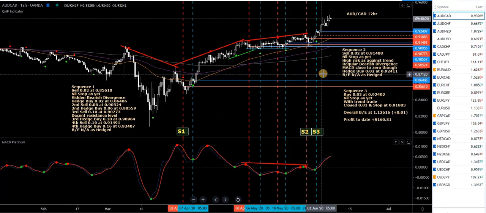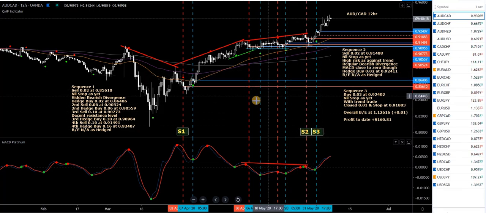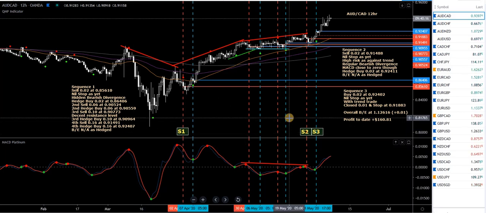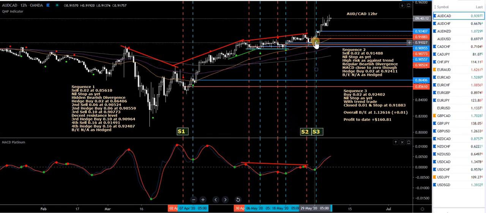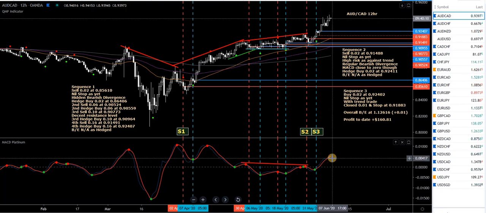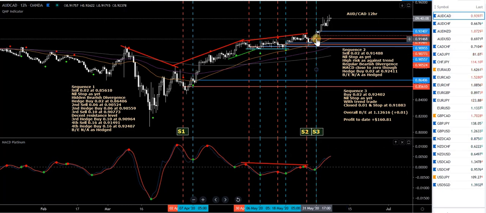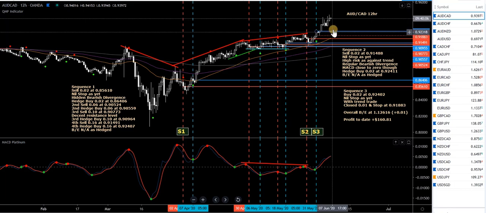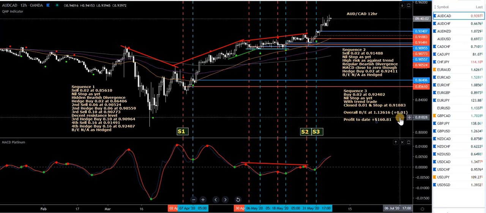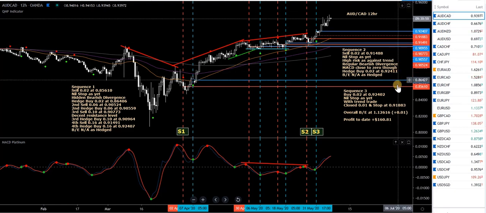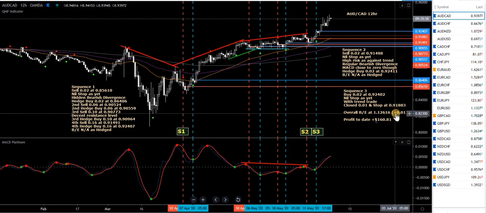Now there's one here. Got a stop in place now, I'm not sure why. Yeah, sequence 3, there's a buy. It's gone up through the zero level of the MACD Platinum, so I've closed half and put a stop in place. So that's all I've done. Overall break even is way off the charts up here somewhere. Highly unlikely it's going to get there. I'm not expecting it to.